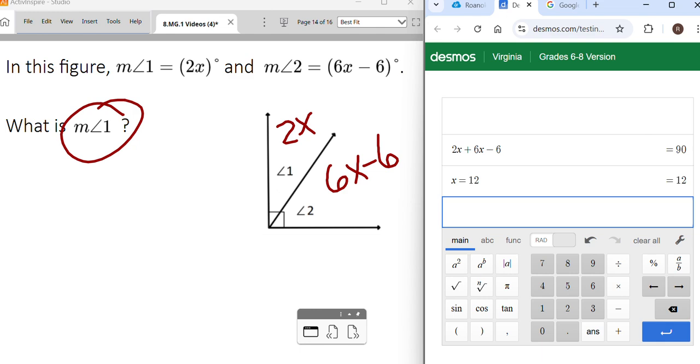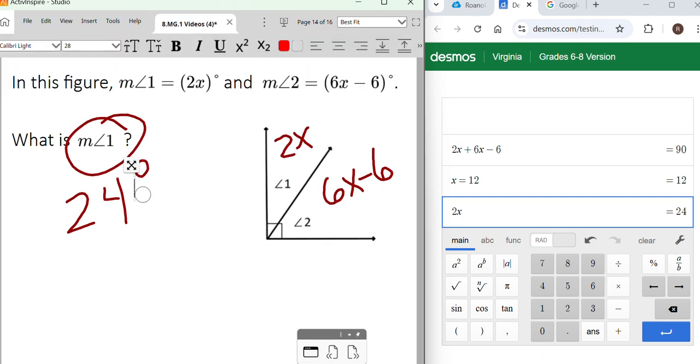They're asking me for the measure of angle 1. Well, angle 1 is 2x. When I type that on the next line, it tells me that the measure of angle 1 is 24 degrees. If I want the measure of angle 2, all I have to do is type it in on the next line, which would be 6x minus 6. And the second angle is 66. And just like with the 180, 24 and 66 give you a total of 90.